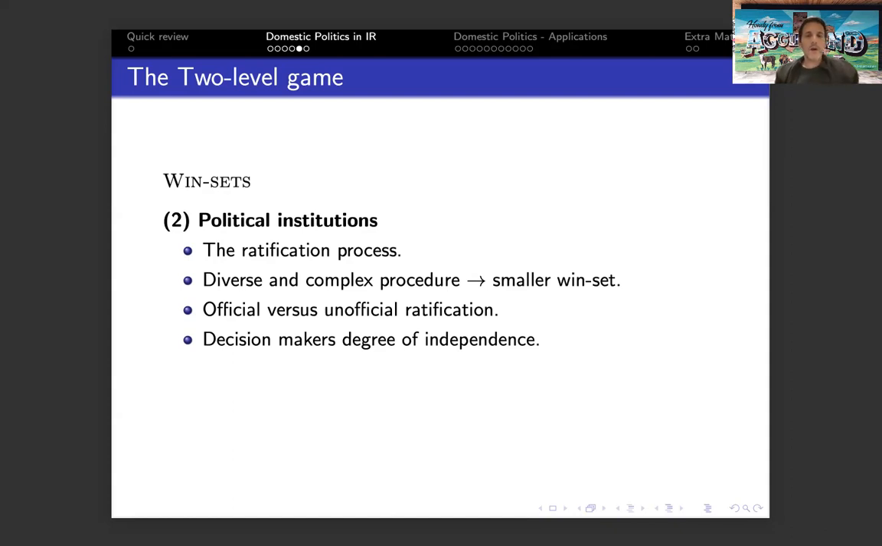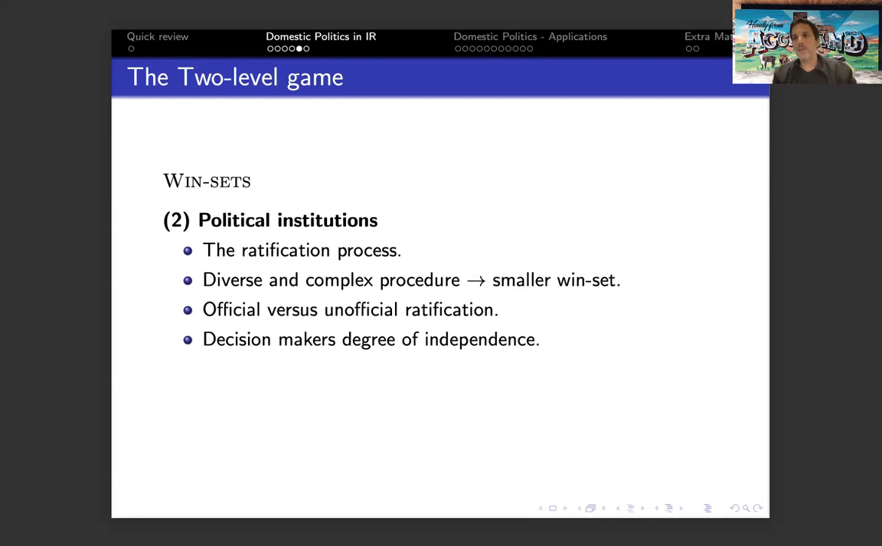Even when the ratification process is not official, it still might represent a problem because, for example, if the government is seeking large public consensus, then the win set will be smaller because there are a lot more people you have to satisfy. On the other hand, there are institutional elements that might enlarge the win set.